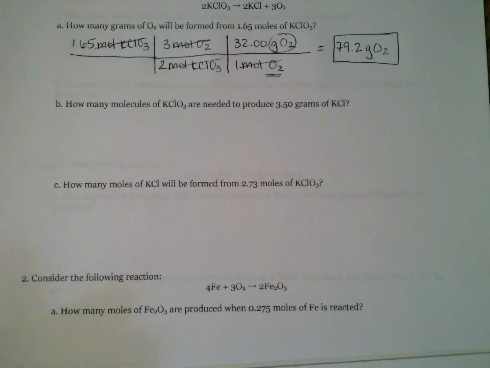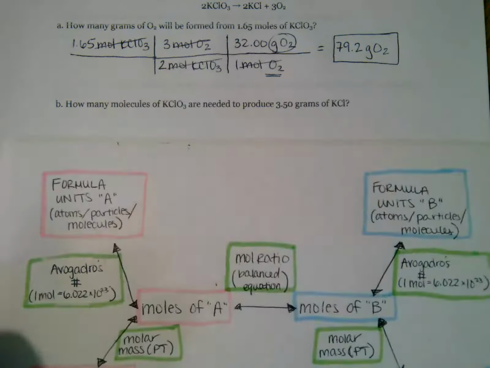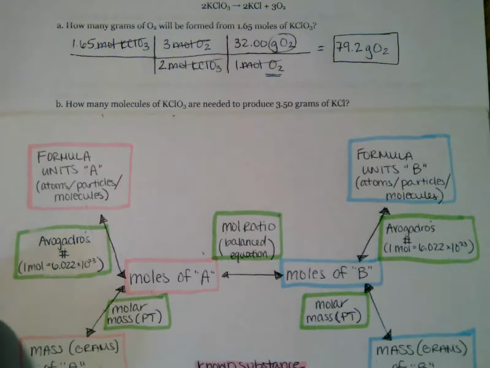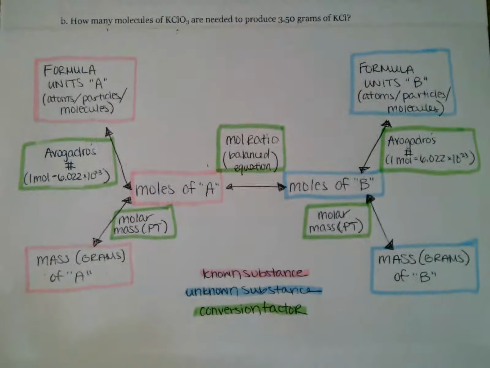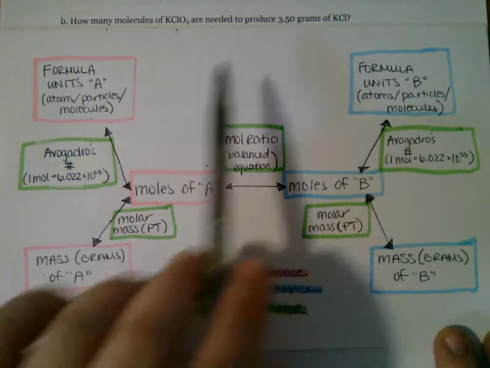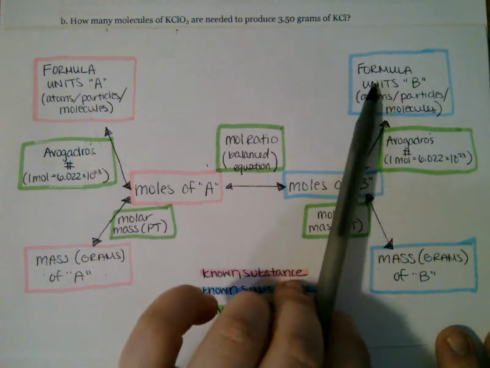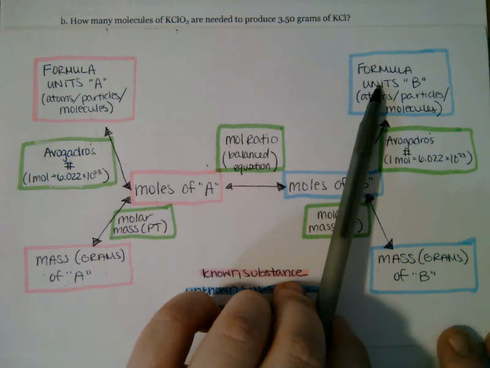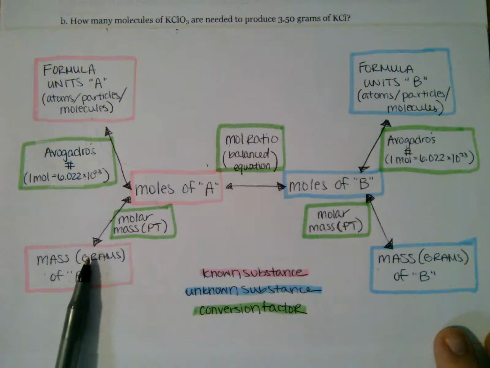This question says, how many molecules of potassium chlorate are needed to produce 3.5 grams of potassium chloride? All we need to do is figure out on our flowchart where we are starting and where we are stopping, and then just take it one step at a time. That's how you solve these, piece by piece. So how many molecules of potassium chlorate? Well, molecules of our unknown, right? This is where we're going to end up on our flowchart. We're asked to find molecules of potassium chlorate.